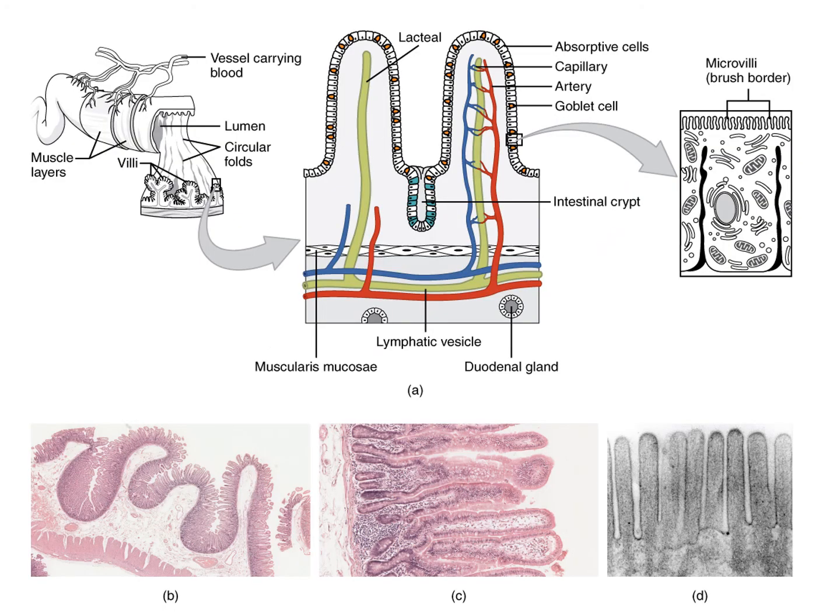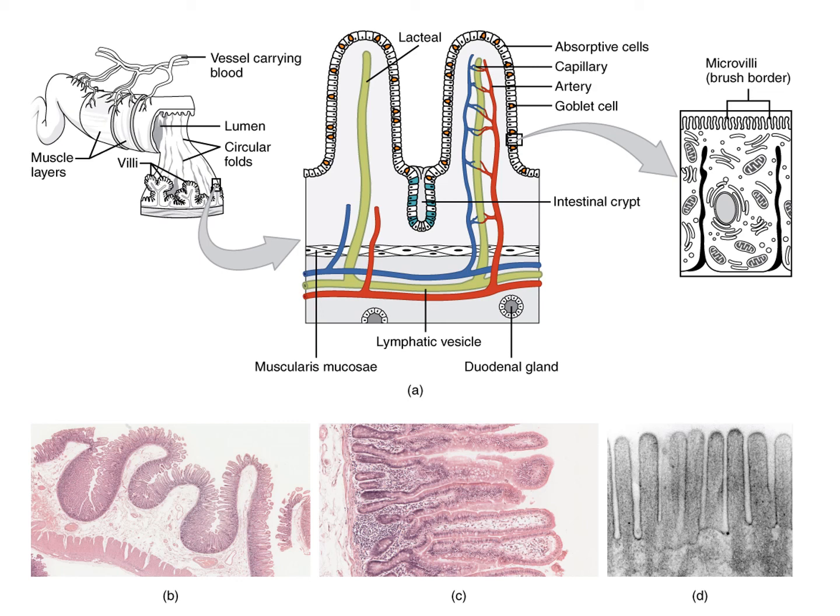So we've got folds. On top of the folds, we've got villi, and then the cells that make up the epithelium have microvilli, which is shown in part D here. So figure D is through an electron microscope looking at those microvilli.